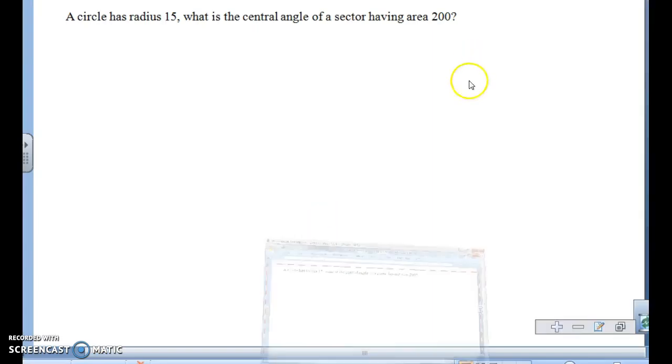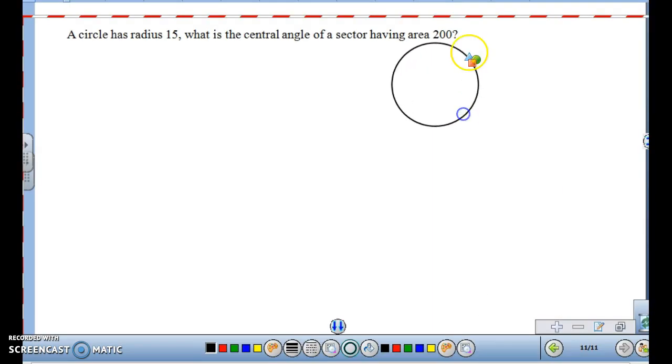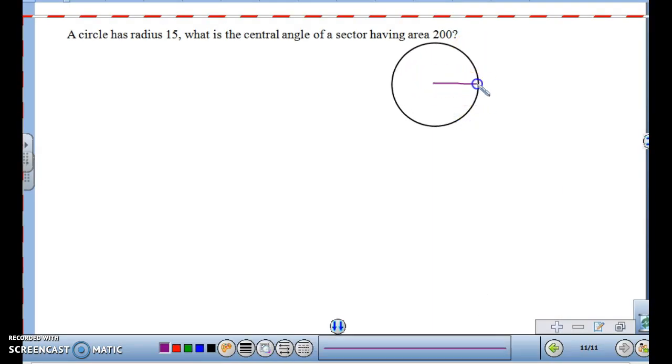All right, let's do one more. A circle has a radius of 15. Here's my radius. What is the central angle of the sector? So we're looking for theta. That has an area of 200. Well, let's figure it out. Part is theta out of the whole degrees would be 360 degrees.